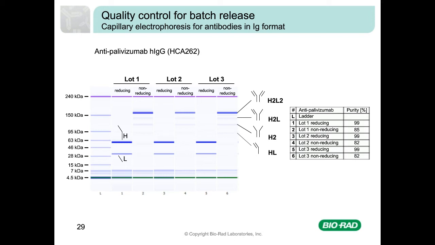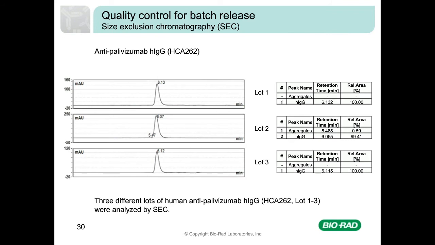Size exclusion chromatography is used to look for the presence or absence of aggregates. For all 3 lots of the anti-palivizumab antibody HCA262 in IgG1 format, there is basically 100% monomer. Also, the retention time for the 3 lots is almost identical.